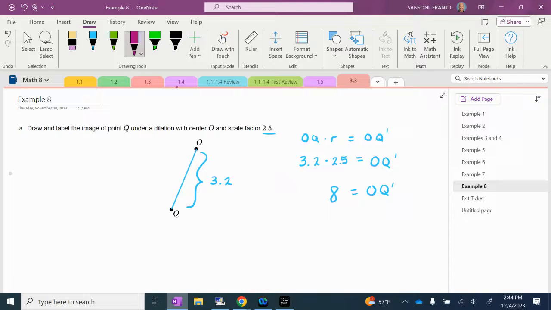So from O, go all the way to 8, put a Q prime right there, and then make sure that is 8 centimeters. This is 3.2 centimeters.